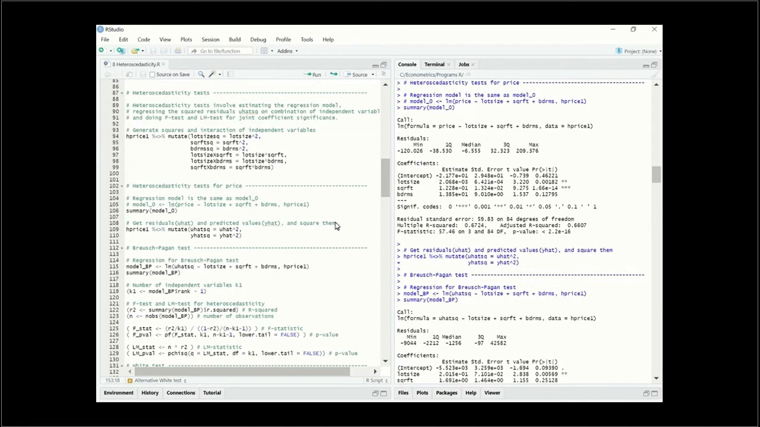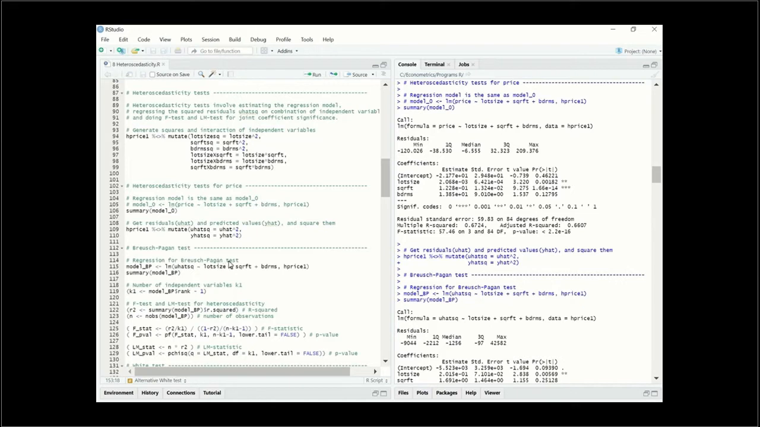So we already calculated these U hat, which is the residual coming from this model, and the predicted values, this is the fitted coming from this model. And so now what we need to do is just squaring the U hat to get to U hat squared and squaring the Y hat to get to Y hat squared. Okay, so now we're set up to do the Breusch-Pagan test.